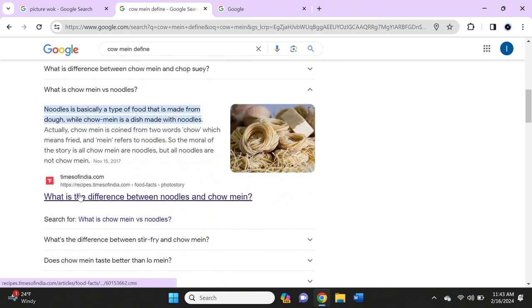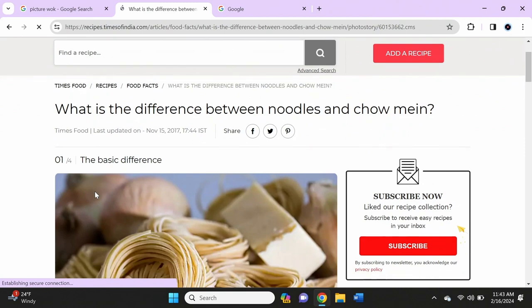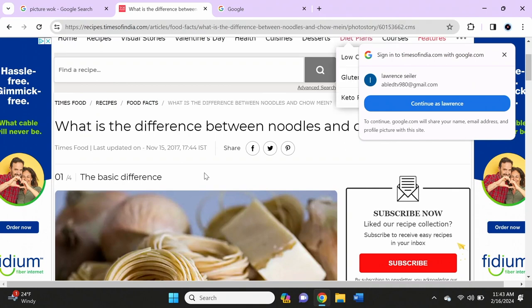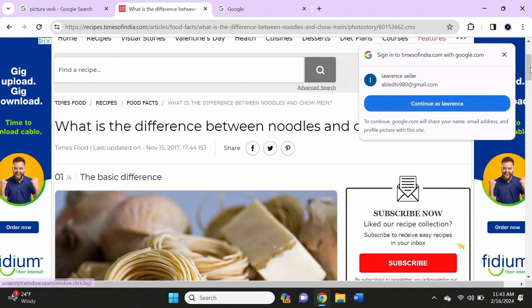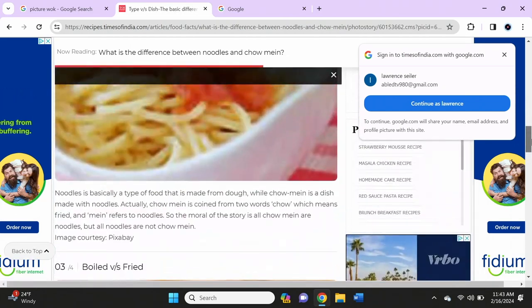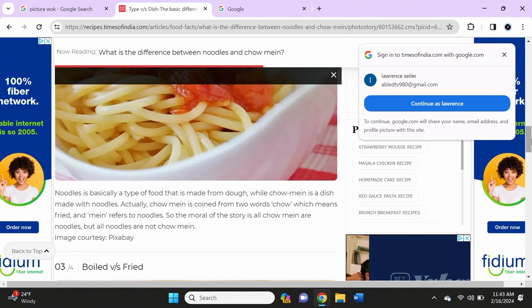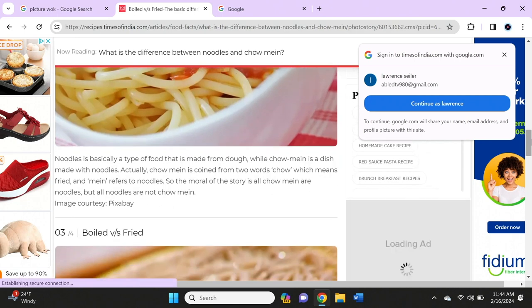The difference, let's go into this article here from the Times Food of India. What is the difference between noodles and chow mein? Let me see if I can. Oh, there we go. We got it. As you can see, there's a picture here. Noodles are basically a type of food that's made from dough, while chow mein is a dish made with noodles. Chow mein is coined from two words, chow, which means fried, and mein, which refers to noodles.